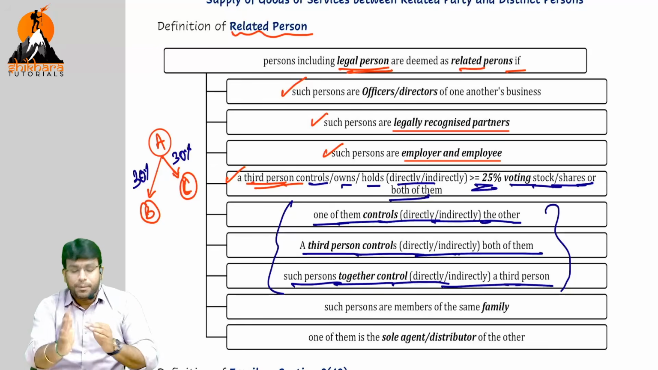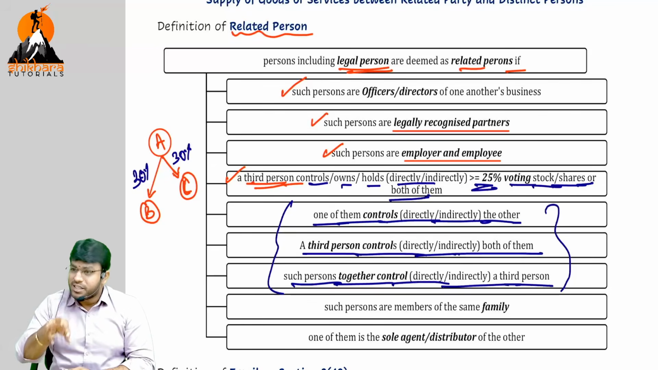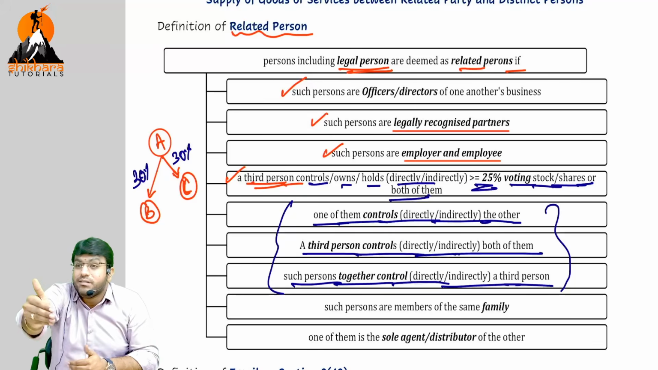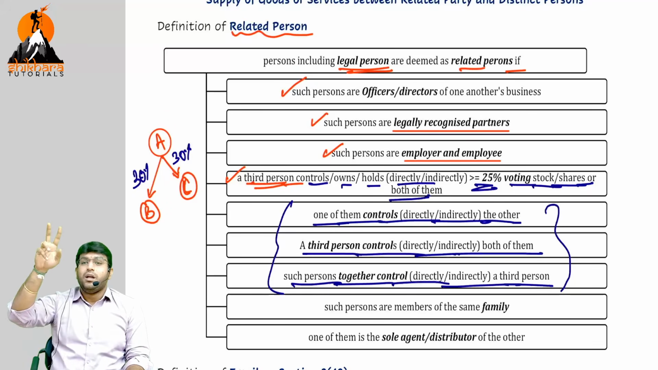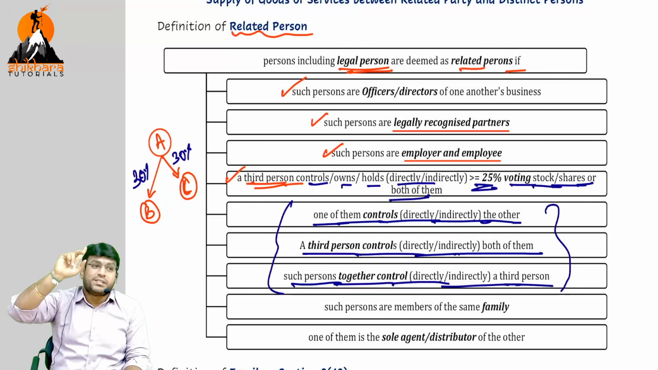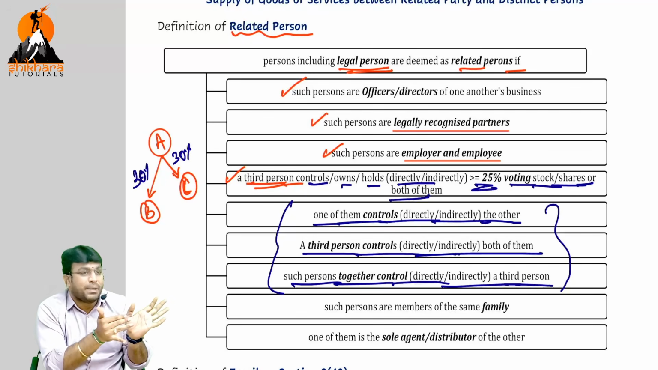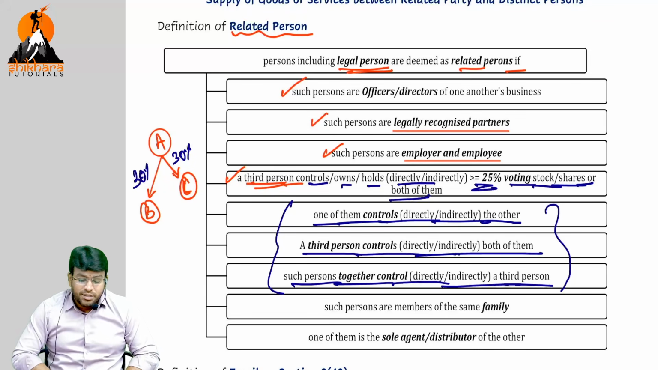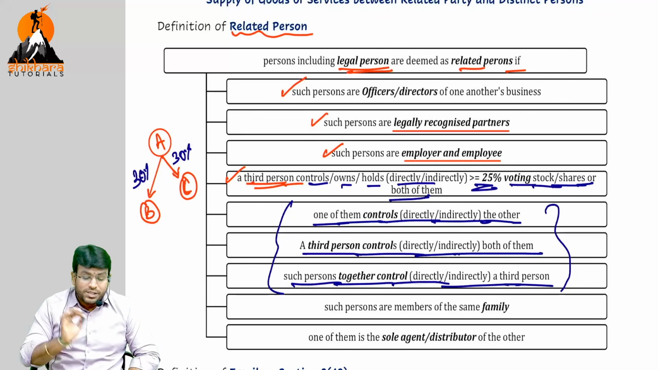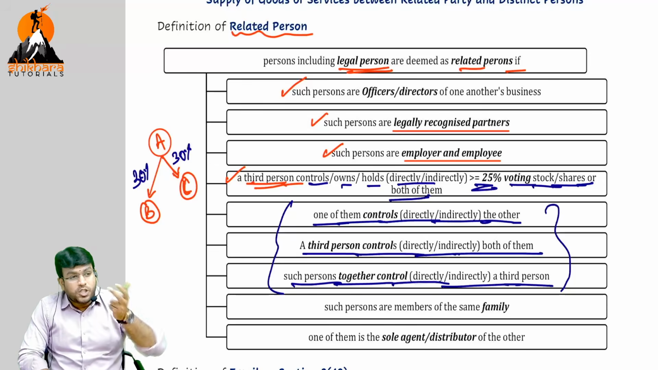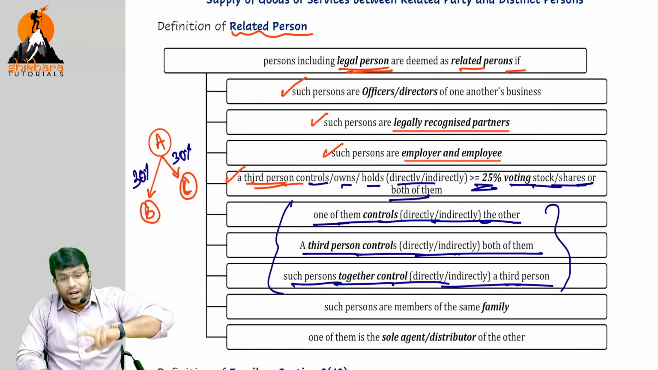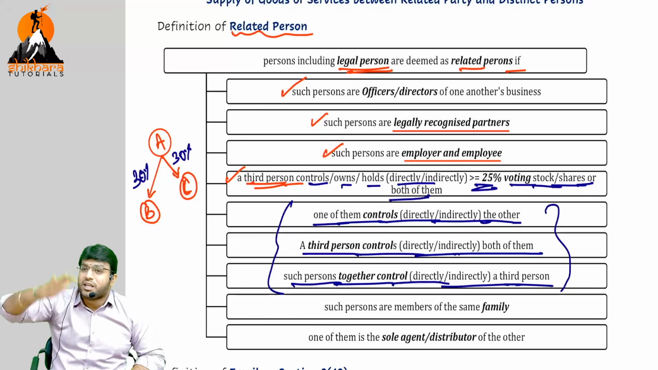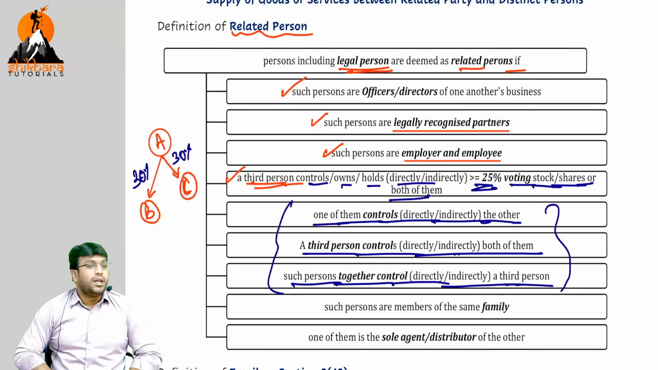Next situation. A and B are controlled by C. Next situation. A and B are controlling C. Friends, understood, no? One case is both are controlled by the same person. Another case is both are controlling the same person. Now read that once again. One of them controls the other. Third person controls both of them. Such persons together control a third person. I think all 3 are clear. Very simple and easy. No doubt about it. Make sense, guys? Can I proceed?